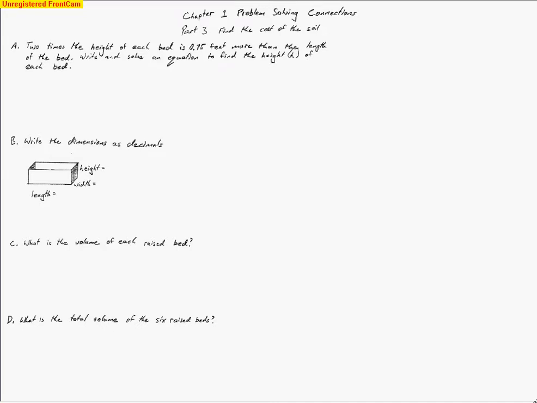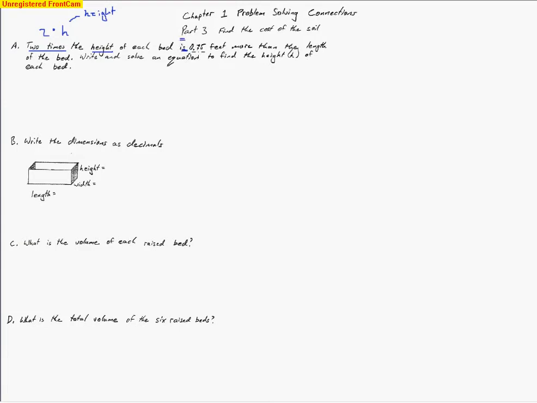This is the tutorial for the third part of the problem-solving connections for Chapter 1, and we're going to end up having to write an equation for Part A here. It says 2 times, so obviously this represents 2 being multiplied by something. It's being multiplied by the height, so we're going to say that h is equal to the height of this bed, and it says "is."